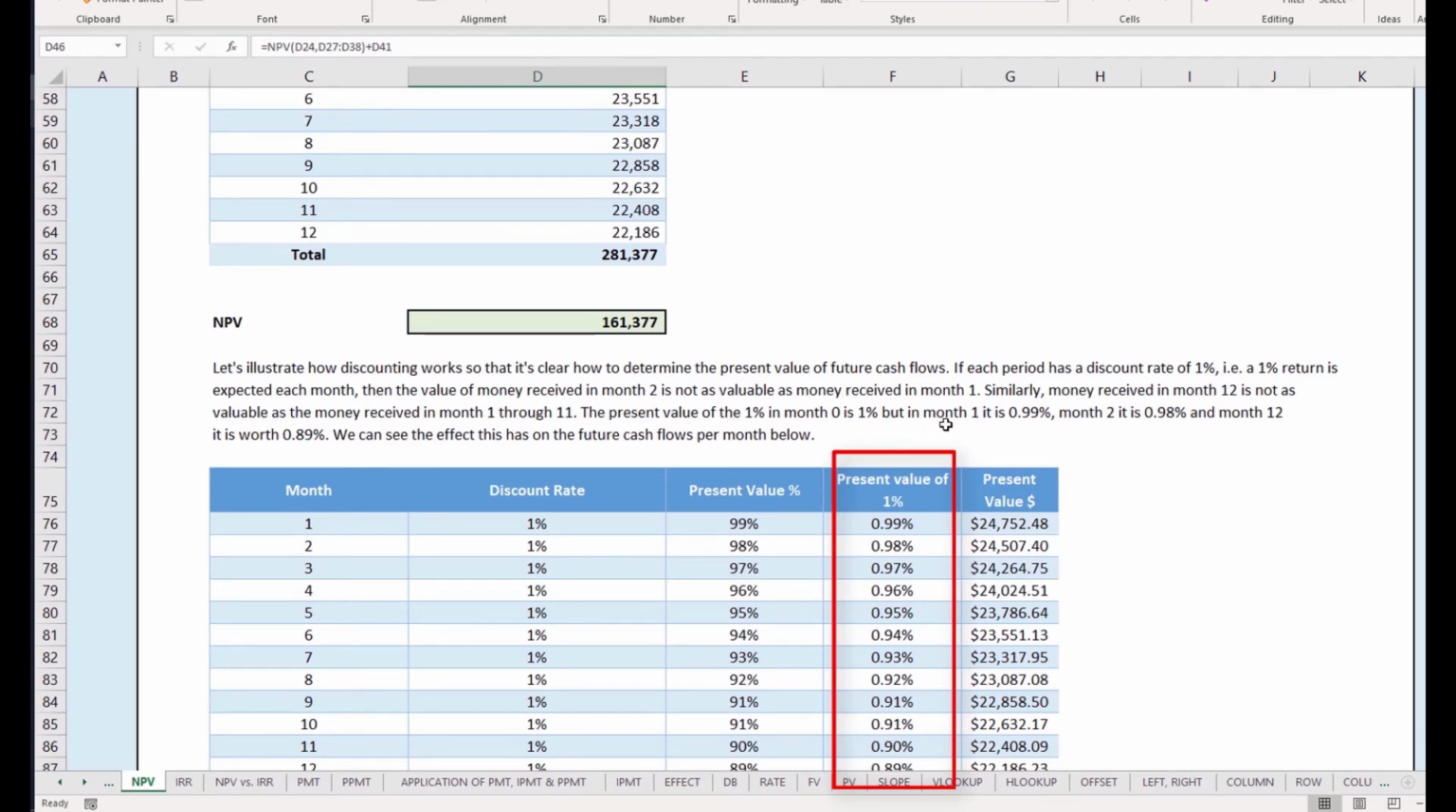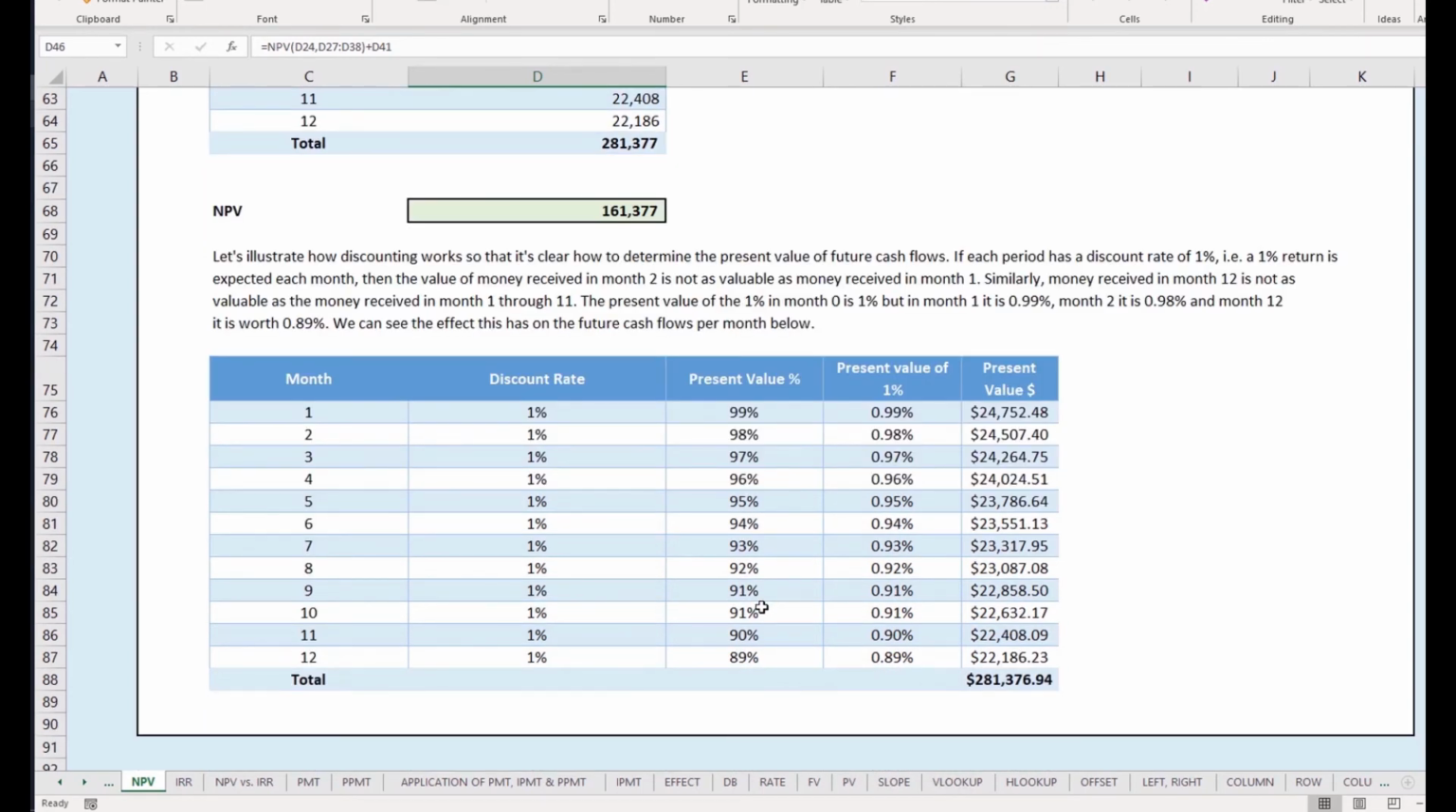We can see the effect of this in the table shown on screen here, starting in row 75 through 88. We have the months or the periods in column C, the discount rate per period located in column D, and the present value percentage that's included in column E. And what we're doing there is we're taking 1 divided by 1 plus the interest rate of 1% in cell E76. And as we scroll down, we can see the effect of the compounding.